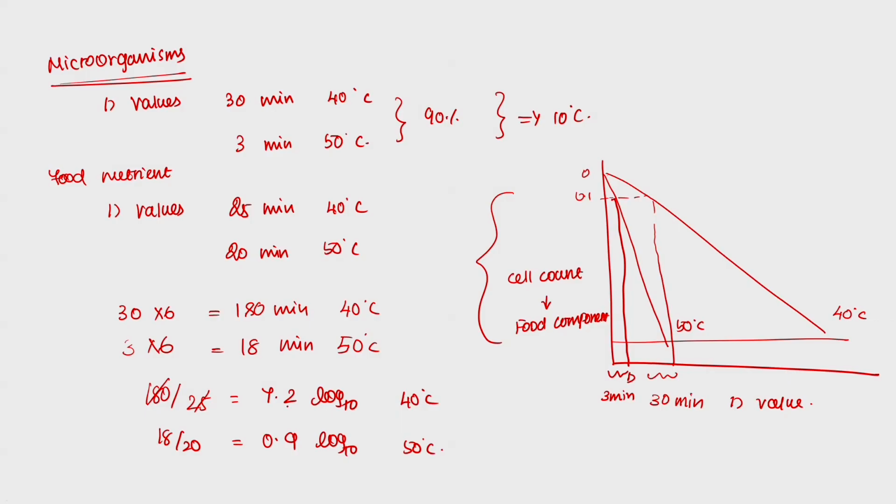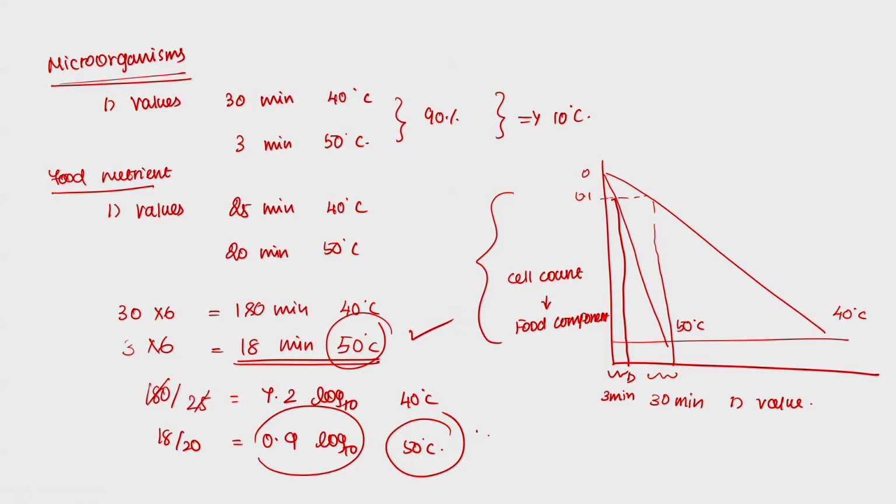Right. So if you understand things clearly, I would require 18 minutes, which is less time, at 50 degrees centigrade. Also I am getting only 0.9 log reduction in terms of food nutrient, because my aim is to kill the microorganism, not to reduce any food nutrient. So in that case I would choose 50 degrees centigrade as the higher temperature as my target, right.